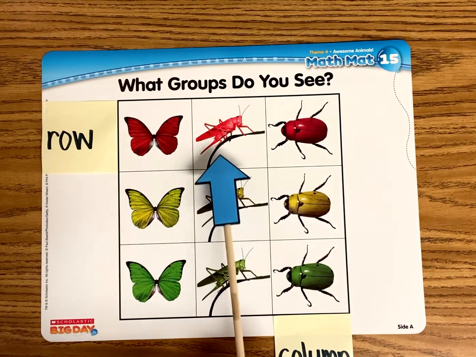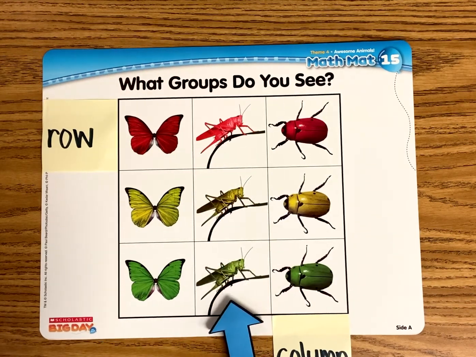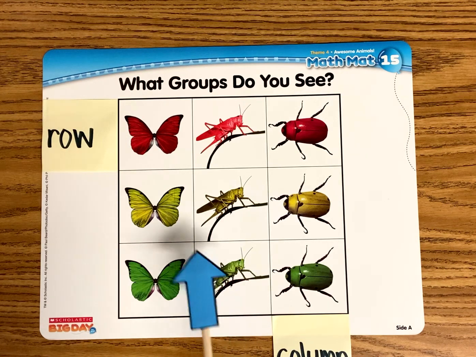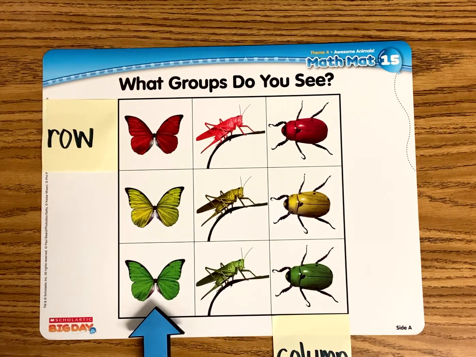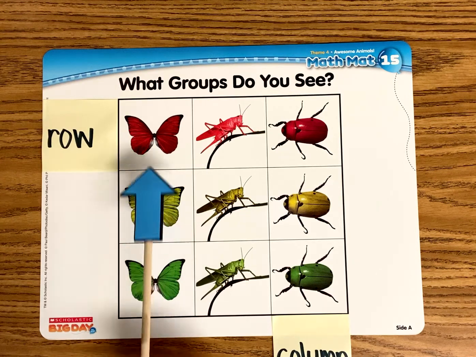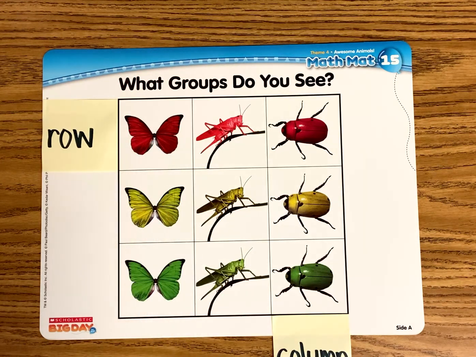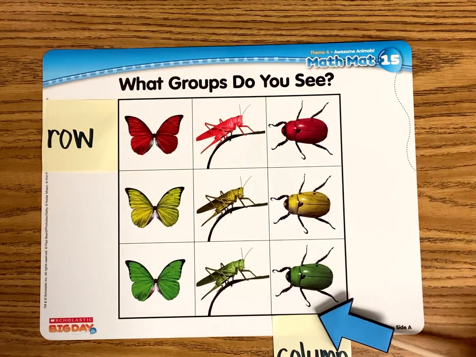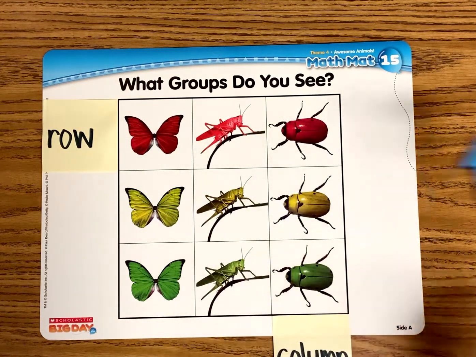They look like they are the same insect also. What insect is that? It's a grasshopper. And our last column in our grid, you know this insect, it's a butterfly. So you can see that a grid can help us organize by insect or by color.